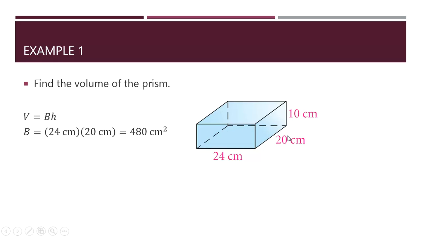So if this is my base, then this little lateral edge here must be my height. So it looks like my height is 10 centimeters. So if I plug in the area of my base, if I plug in my height, multiply them together, I get 4,800 cubic centimeters for the total volume of the prism.